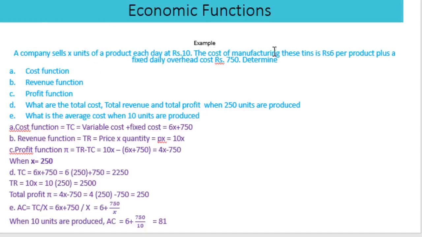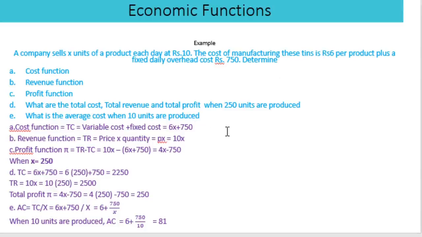Then the second part is the cost of manufacturing these X units, which is given as 6. That is, the per unit cost of producing X units is rupees 6. Therefore, the variable cost is 6 into X plus the daily overhead fixed cost is 750. That is, fixed cost is 750. Therefore, we can derive the total cost as variable cost plus fixed cost. Variable cost is 6X plus the fixed cost is 750.